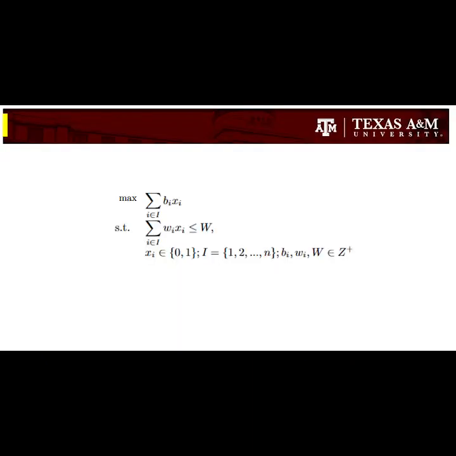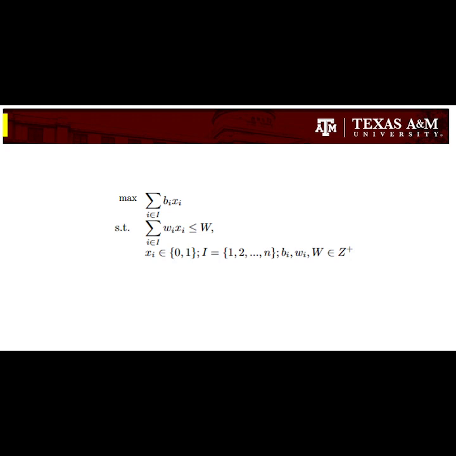So we're going to talk about how the 0-1 knapsack problem is formulated. Before you on the screen, we see the formulation for the knapsack problem, where B sub I represents the profit of item I, and X sub I represents whether the item is placed in the knapsack.